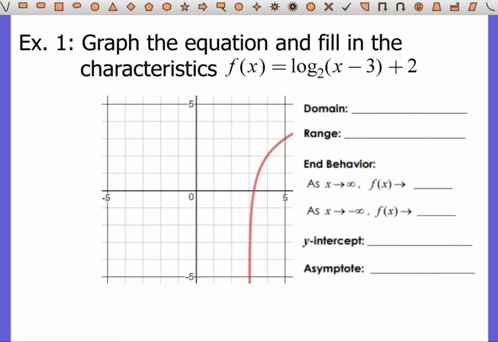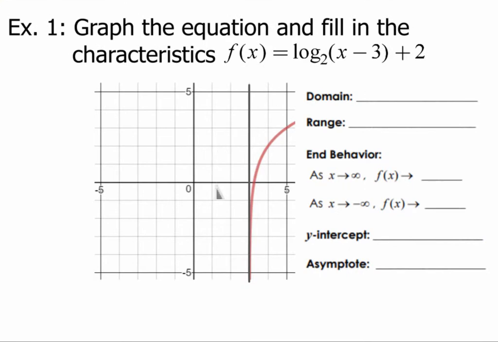vertical asymptote right here. There we go. So if we draw this in, we've got this vertical asymptote going down right here, and that is at 1, 2, 3. So our asymptote is at x equals 3. You can see that from in here. It's just x equals the h value.